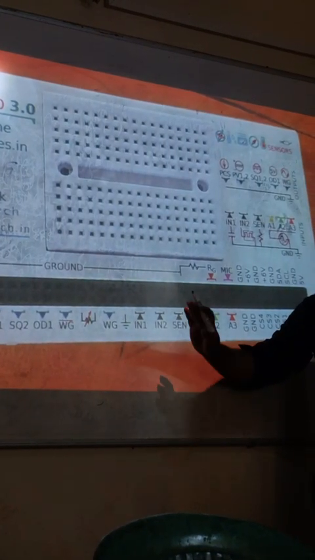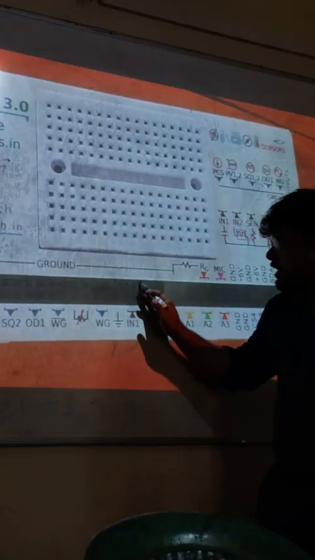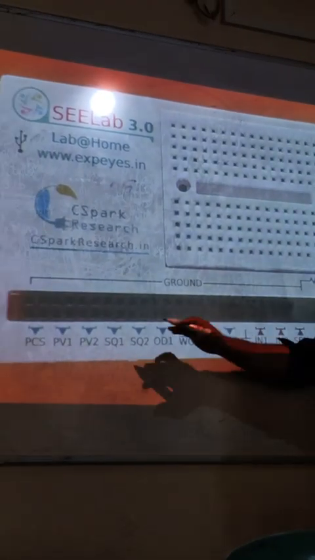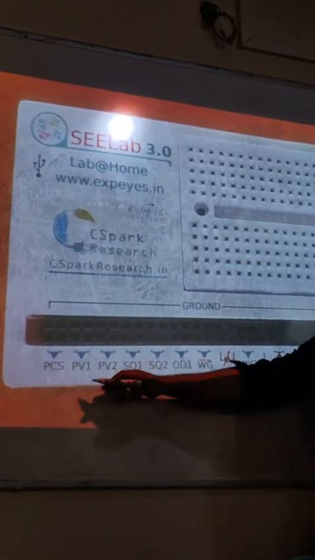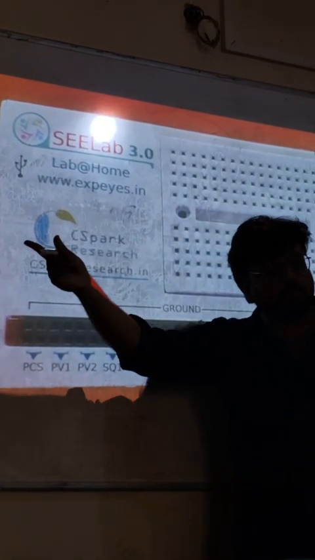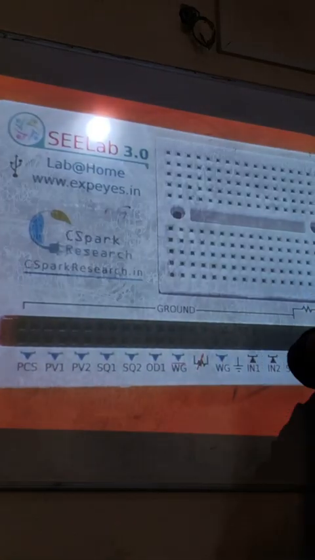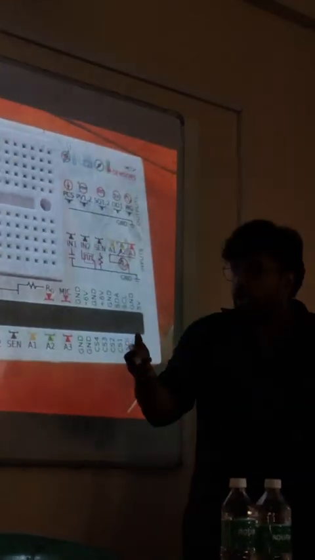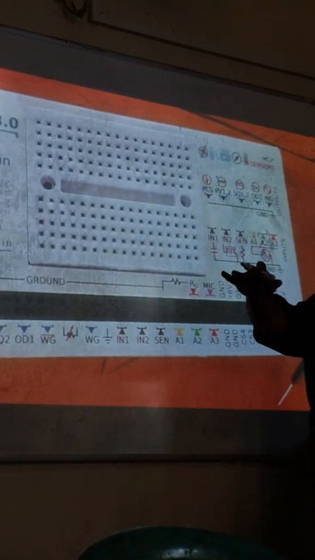What is this symbol? Ground. So it is ground. And all these top row pins, these are all ground. So whenever you want to use a signal, let's say PV1, I want to control a small motor with it. So you connect PV1 to the motor's input, and the other pin will go to ground. So all outputs will flow to ground. All measurements are made with respect to ground. So ground is your reference. Okay.